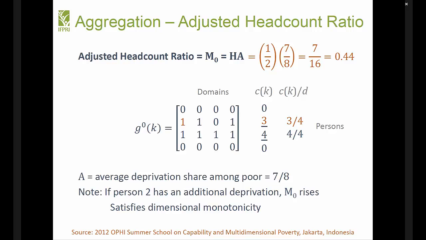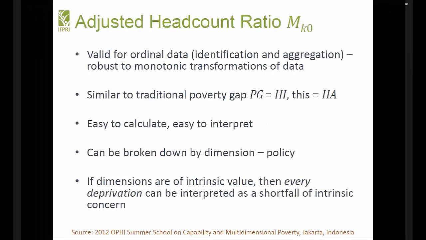Now, it can be broken down. This is the best part about the M0, that it can be broken down by dimension, which is really useful for policy. Because if I know that the dimension where everybody is deprived, well, here it's all the same. But suppose we had a dimension where everybody was disempowered, then I know I should focus on that. And maybe, if I can only do one project, I cannot do all projects in all dimensions, I can prioritize this project because I know. So it's really useful for policy that way. So this measure is decomposable by dimension.